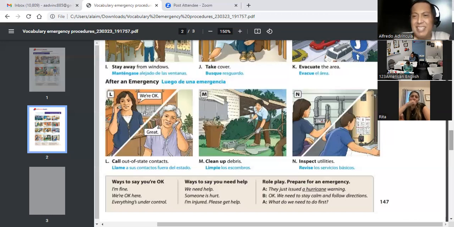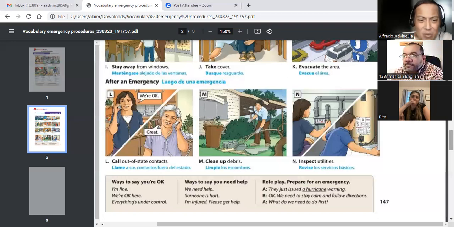Perfect, teacher. And we have a couple of things here at the bottom, guys, to practice our English: the different ways to say that we're okay. I'm fine. We'll repeat after you, teacher. I'm fine. We're okay here. Everything's under control.